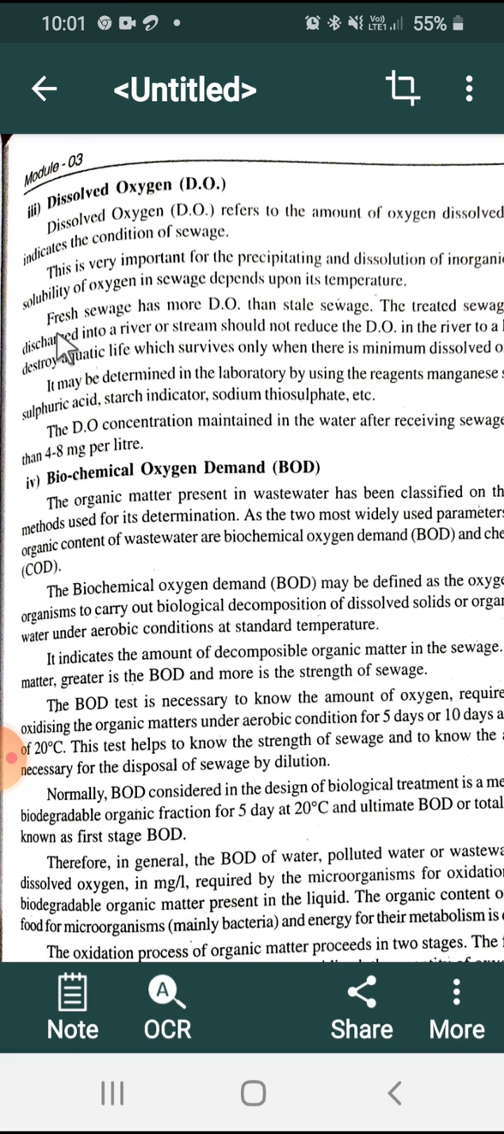Just go through all the notes whatever I have given today, and this will be given today only. Now DO means dissolved oxygen.